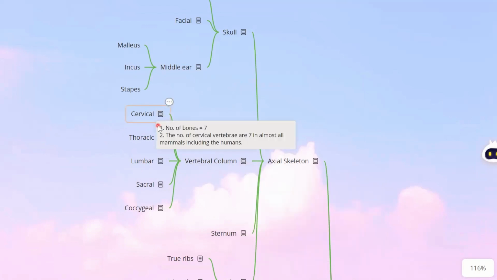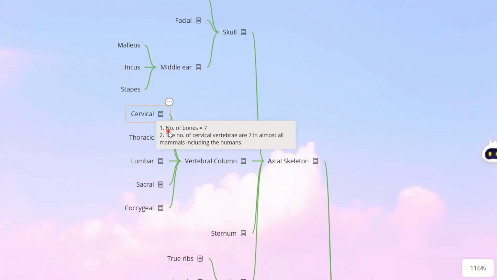So if I ask how many cervical vertebrae there are in a giraffe, what will be your answer? As it has a long neck, what will you say when I ask the total number of cervical vertebrae in a giraffe? You might say a huge number, maybe 12 or 13 or 14 or whatever.